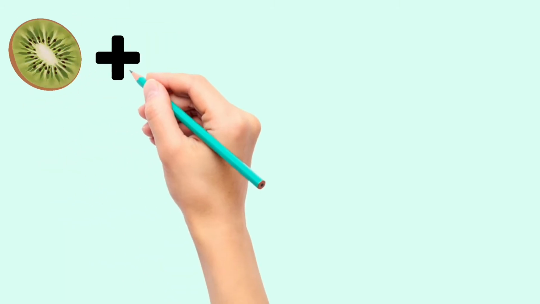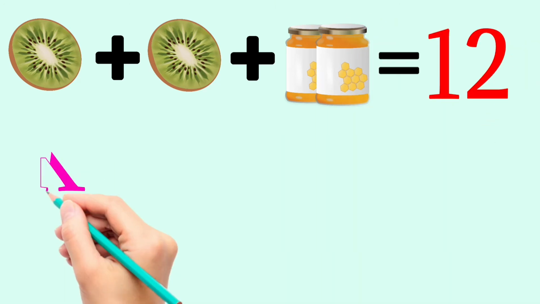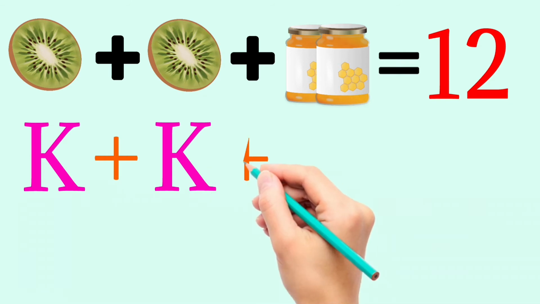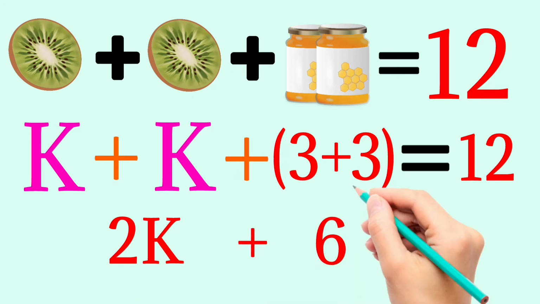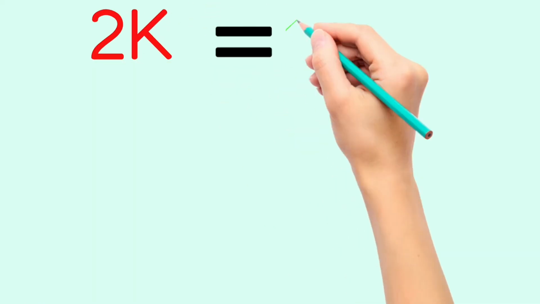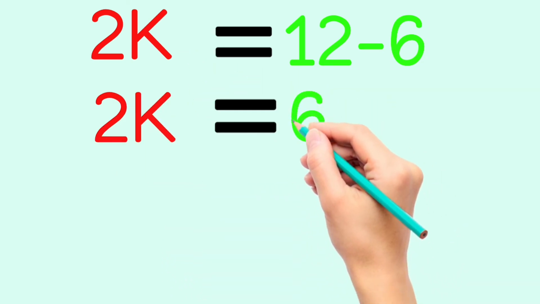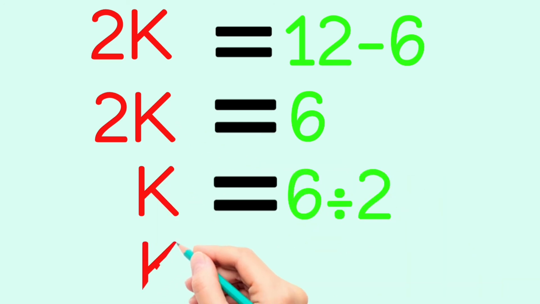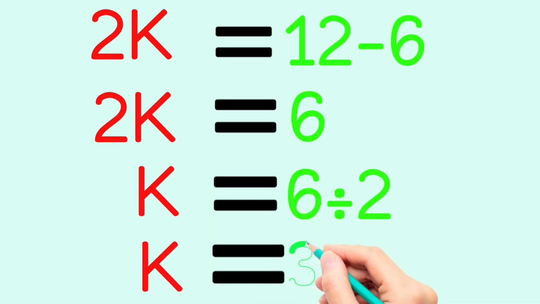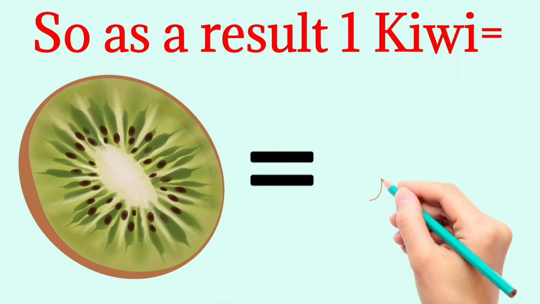Now, kiwi plus 2 bottles of honey is equal to 12. Now, kiwi we don't know, we will just write k plus k. Honey, we will write 3 plus 3 because 1 bottle of honey is 3, is equal to 12. 2k plus 3 plus 3 will get 6 is equal to 12. 2k is equal to 12 minus 6. 2k is equal to 6. And k is equal to 6 divided by 2. And finally, k is equal to 3. So as a result, 1 kiwi is equal to 3.